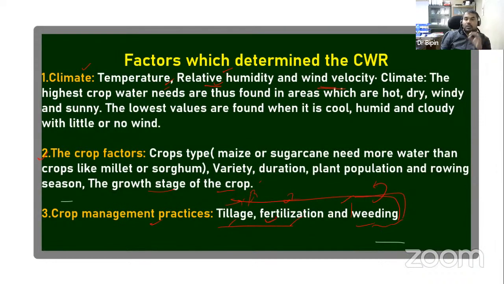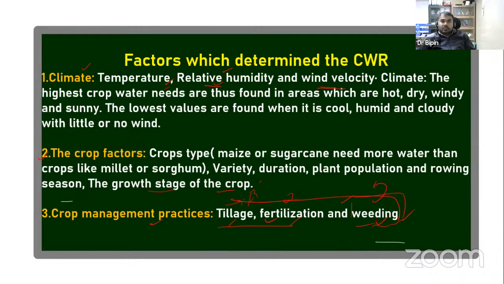Fertilization, as I told you, you should avoid the use of excess nitrogen and give emphasis to potassic and phosphatic fertilizers so that transpiration can be checked. And weeding, how does it happen? If the weed population is more, then definitely the crops will be fewer and most of the area will be covered by weed, and the transpiration coefficient of weed is many fold more as compared to your crop. That is why weed will transpire more water from the field.